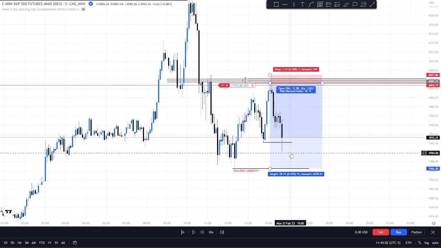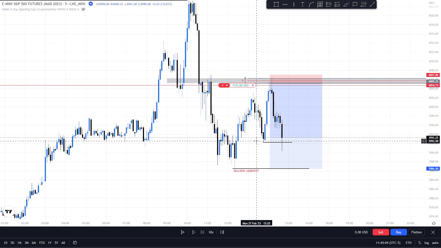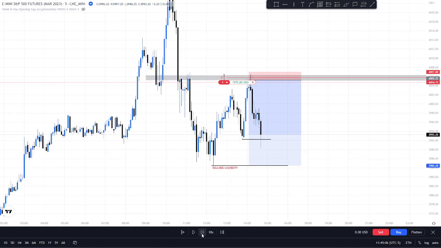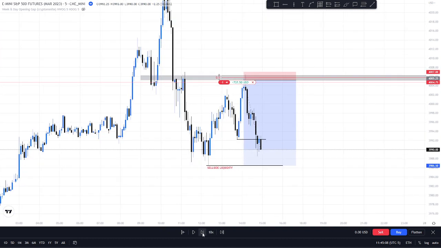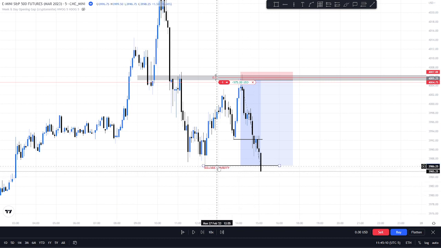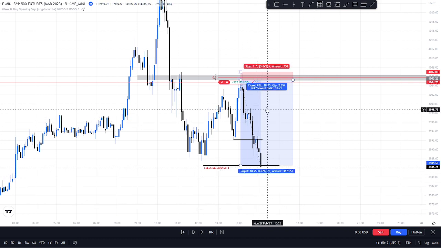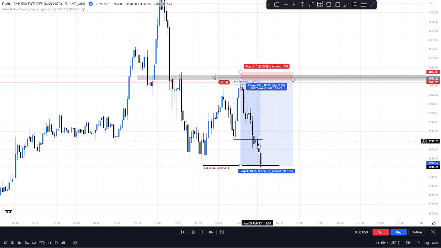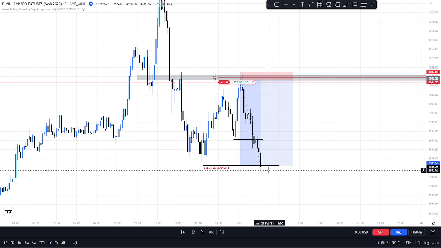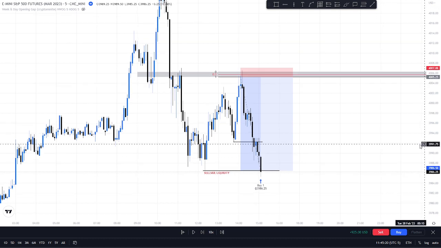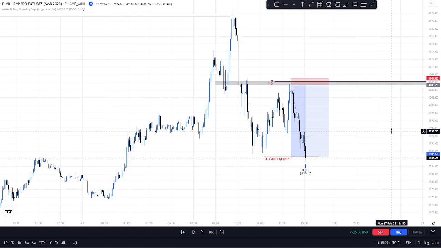Boom. You see that? We take a partial here. There we go. Sell side liquidity taken. And we weren't waiting around that long. That was a nice energetic run. Quick to delivery. And that's it. We're out of the market. $1,000 in one trade. One contract on the E-mini. That's it.